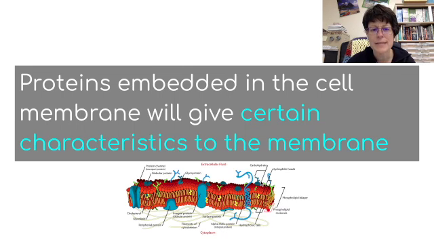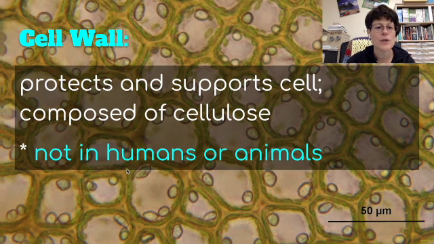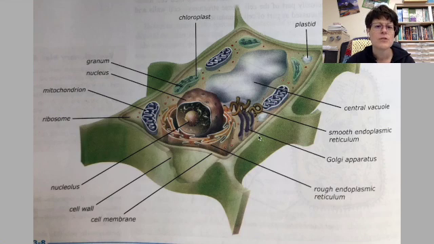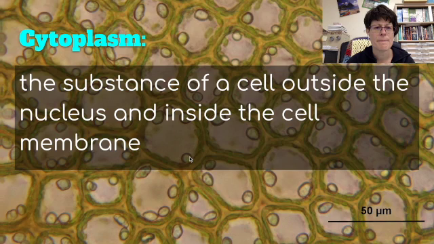bacteria and attack them. Now, some cells have a cell wall. This protects and supports the cell and is composed of cellulose. This is not in humans or animals, okay? We usually think of this as in plants, but it's also in fungi and some protists. So here we have a plant cell, and we have the cell membrane just inside the cell wall. So the cell wall is on the very outside, cell membrane just inside. Now, so that's the boundary. Those are the boundary type structures.